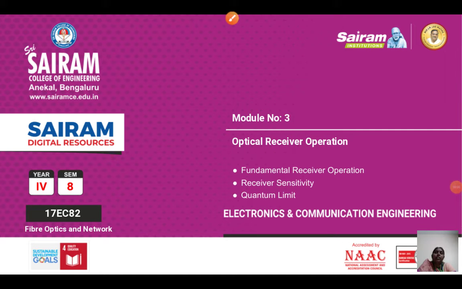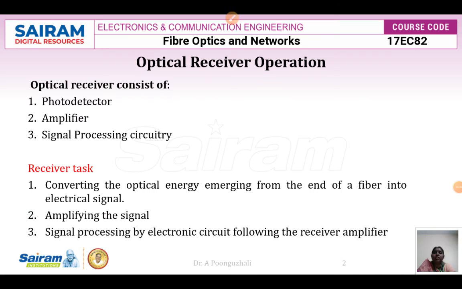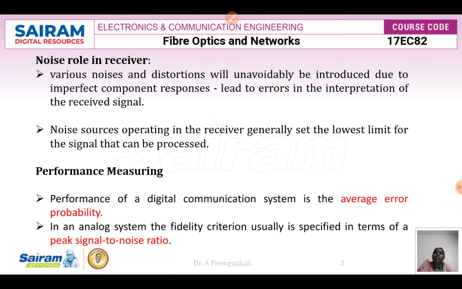Students, now we'll see about the optical receiver operation. In optical receiver operation, your optical receiver is going to consist of a photodetector, an amplifier, and signal processing circuitry. The purpose of the receiver is to convert the optical energy which emerges from the end of the fiber into an electrical signal. Then it has to amplify the signal, and that amplified signal should be processed by the electronic circuit.